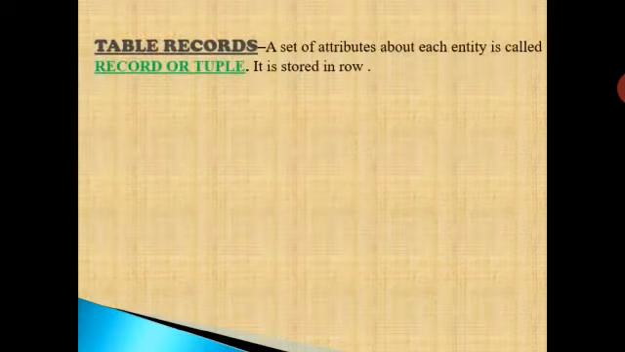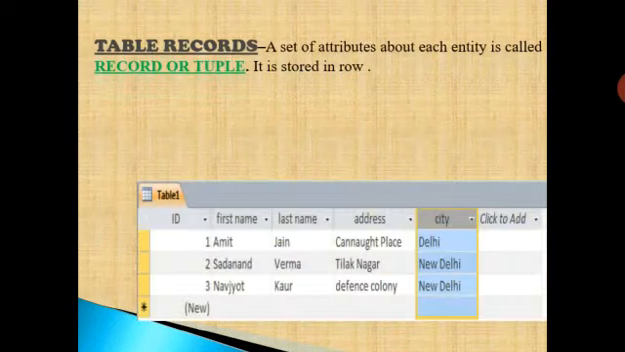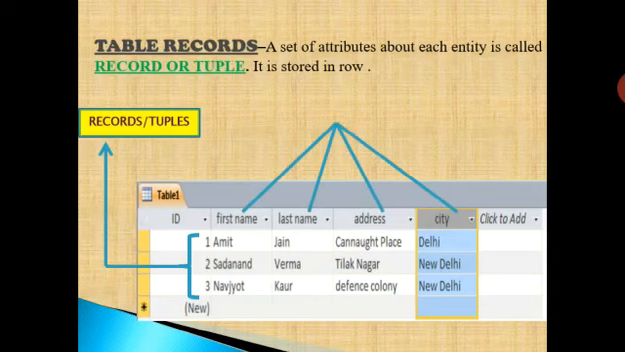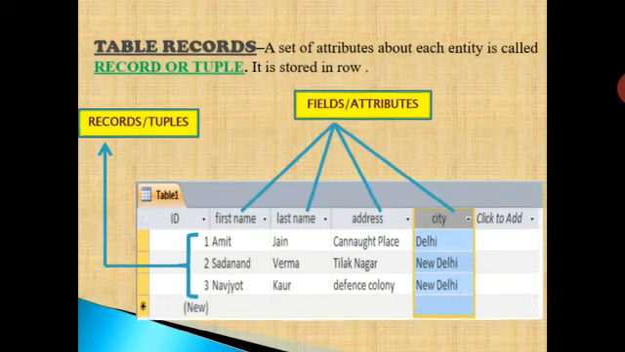Now the next is table records. A set of attributes about each entity is called a table record or tuple. It is stored in a row. Here in the image you are able to see the data that are called records and tuples, and the heading of each and every column that we call fields and attributes.